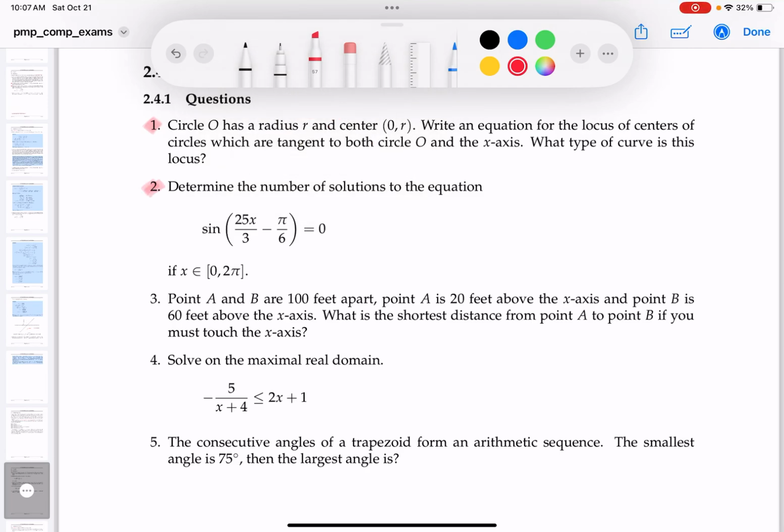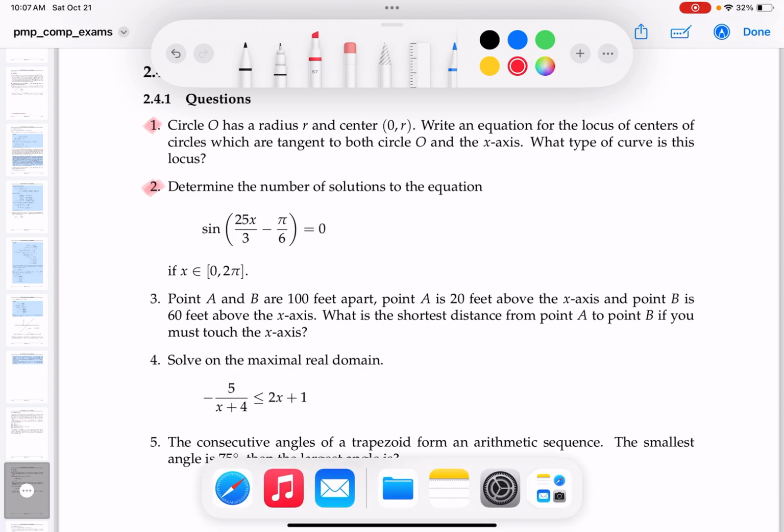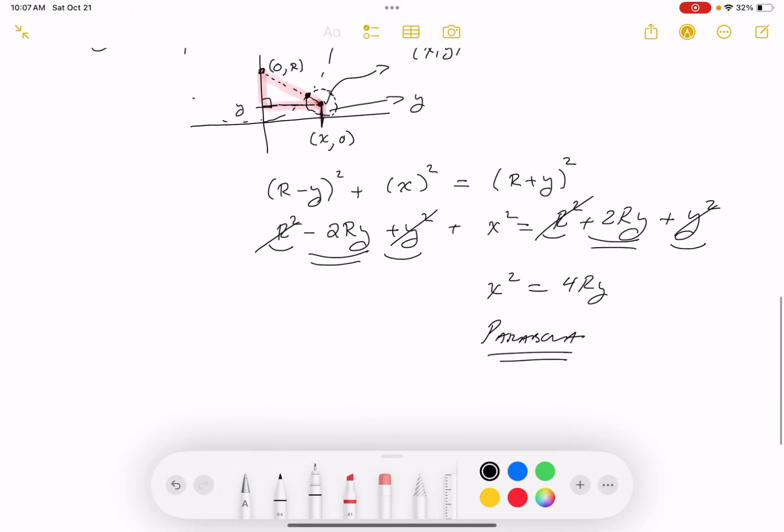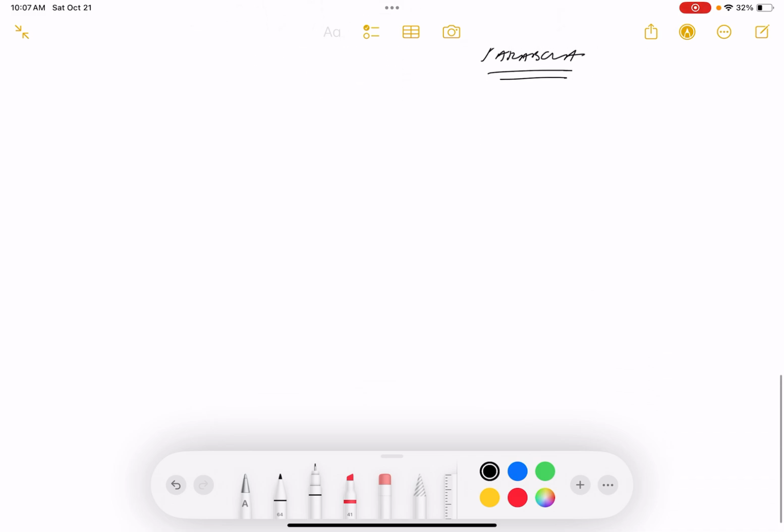Okay, we're number 2, and it says determine the number of solutions to the equation. It's not asking to write them down. It's asking for the number of them. So what I want to do is go back to the whiteboard and see if I can figure it out. All right, let's go back to the whiteboard, and we'll figure it out if we can.